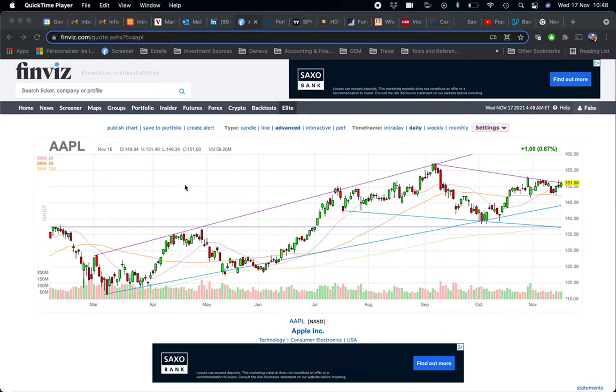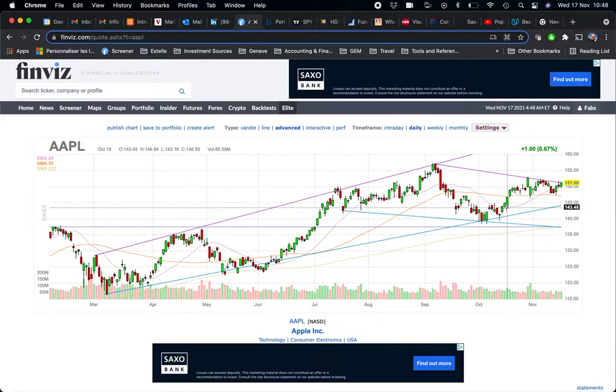The first example will be on Apple. Let's imagine that you bought Apple by here. This was on October 18, when the stock started showing positive signs. You bought the stock at 143, 145 dollars, and the ideal is to use a stop loss.